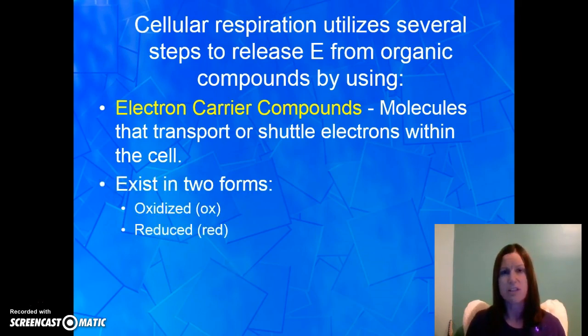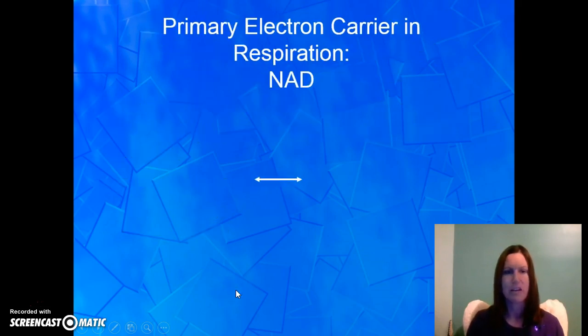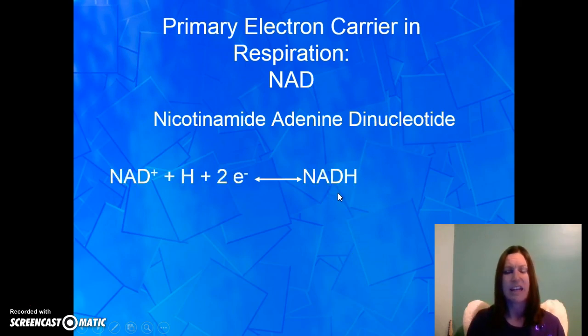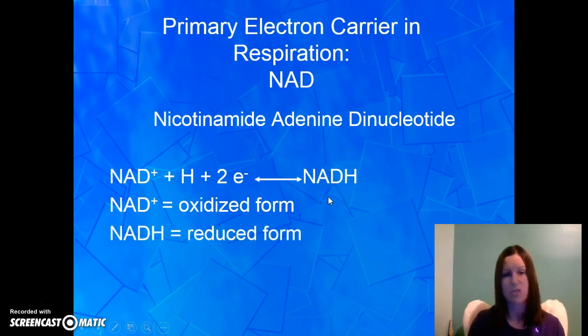They exist in two forms. It can either be oxidized or it can be reduced. And sometimes you'll see just OX. OX means oxidized. If you see RED, it just means reduced. The primary electron carrier in respiration is NAD. Now, NAD is nicotinamide adenine dinucleotide. So we are literally looking at two nucleotides joined together here. And we see that this is a reversible reaction where NAD+ is the oxidized form. Oh, look, it gains a hydrogen though, becomes NADH, and now it has become reduced.